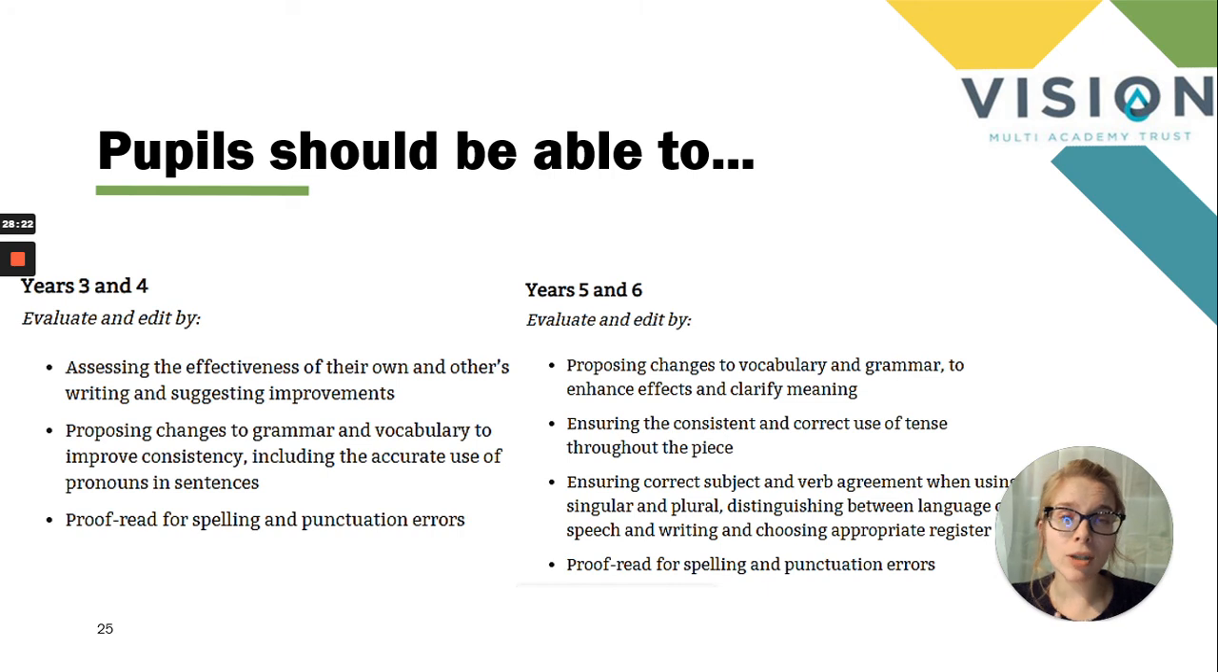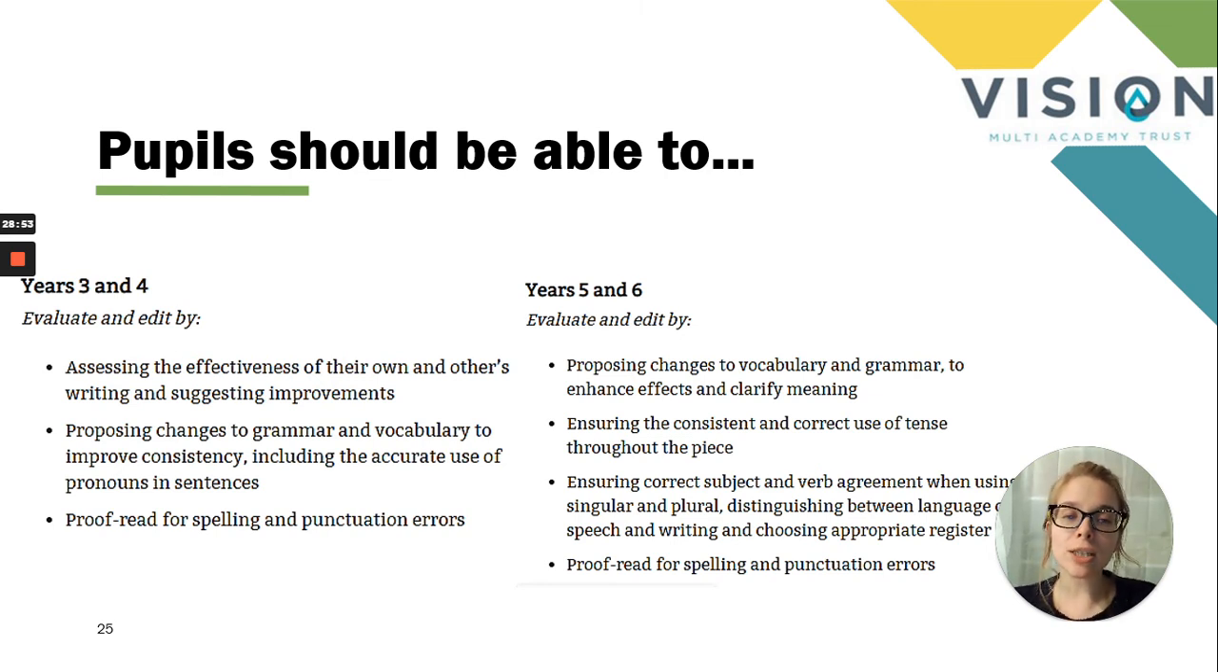So by years 3 and 4, children should be able to evaluate and edit their writing by assessing the effectiveness of their own and others' writing. So that's when they're working with a partner to edit their work and to suggest improvements for theirs and another person's work. So they should be able to propose changes to grammar and vocabulary to improve consistency, including the accurate use of pronouns in a sentence. Children should also be able to proofread for spelling and punctuation errors.